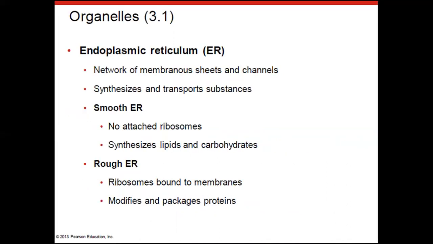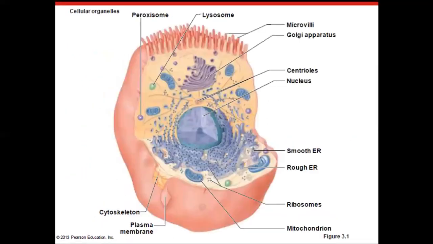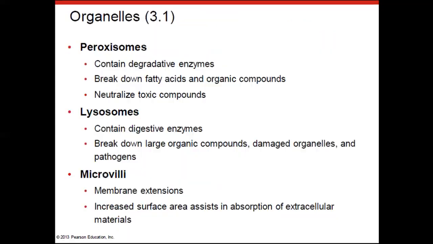The endoplasmic reticulum is a network of membranous sheets and channels. So I'm going to flip back to that figure and show you the endoplasmic reticulum. It's this blue structure here. See how it's just kind of these sheets or folds of an organelle? And there's two different types, smooth and rough. We'll talk about what causes the difference in those two. So here, this is the endoplasmic reticulum.